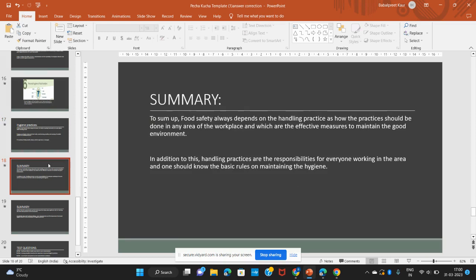In the summary, as we all know, food safety always depends on handling practices. Good handling practices lead to good environmental conditions for both the workers and the customers. In addition, there are some responsibilities and basic rules that must be followed by everyone to maintain hygienic conditions in the workplace.